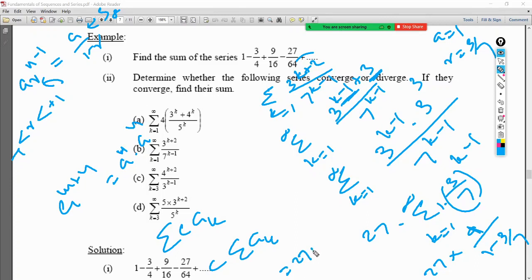That is 27 into 7 divided by 7 minus 3 is 4.